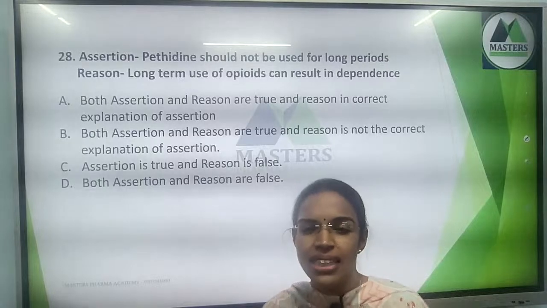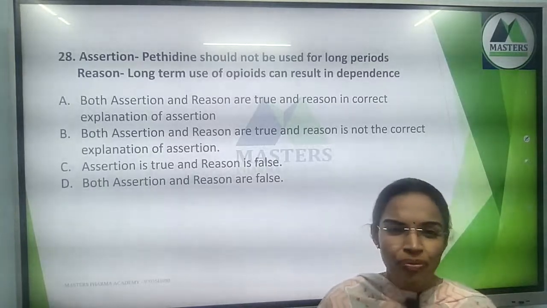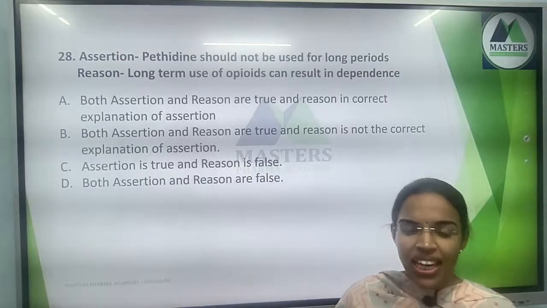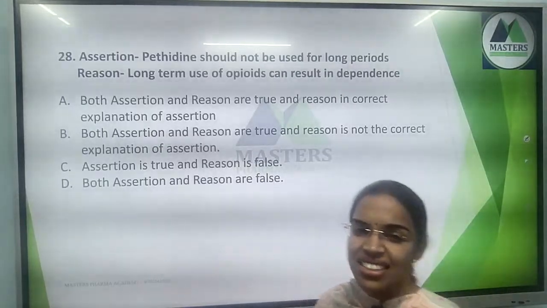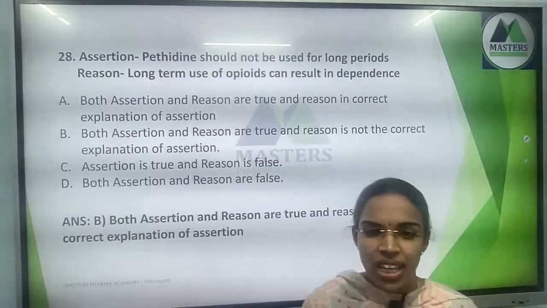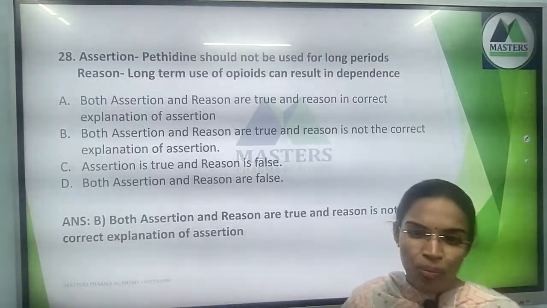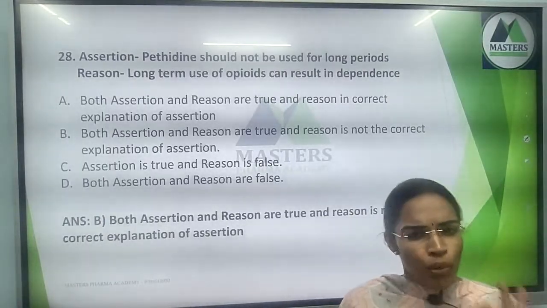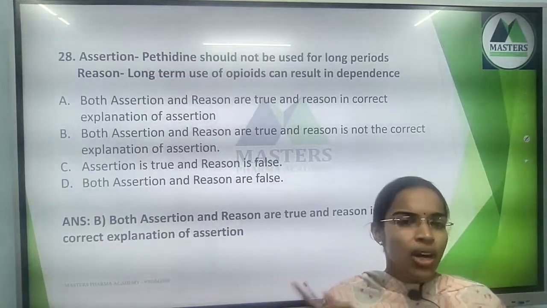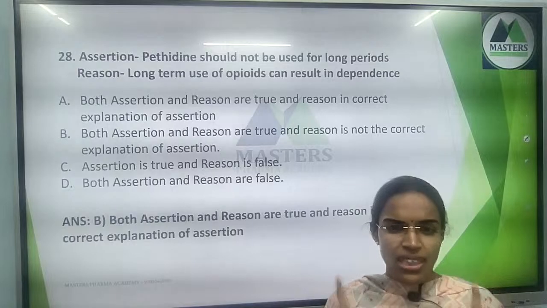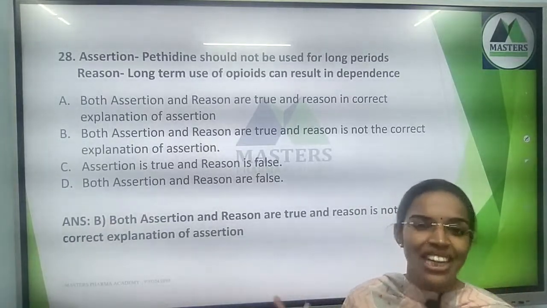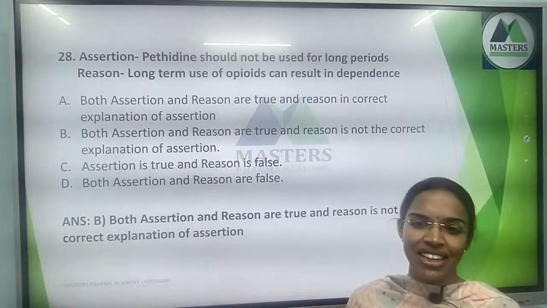Someone answered it C, someone answered it A, and more answers. And the right answer is B. So we know that both assertion and reason are true. Pethidine should not be used for long periods is true, and the reason, long-term use of opioids can result in dependence, is also true. But here for pethidine, this is not the right reason.